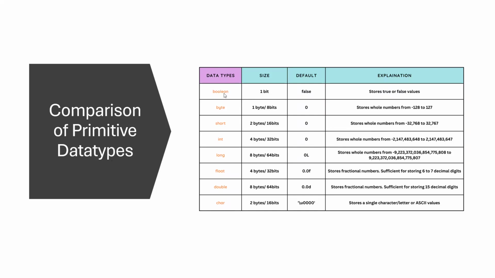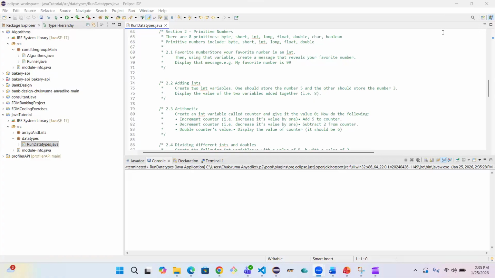boolean and char. Those are the 2 non-number types. The rest are the number types. And what we're going to do is a few exercises involving primitives. All right, so now let's do a few simple exercises involving primitive numbers.